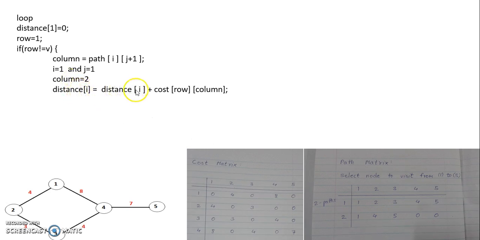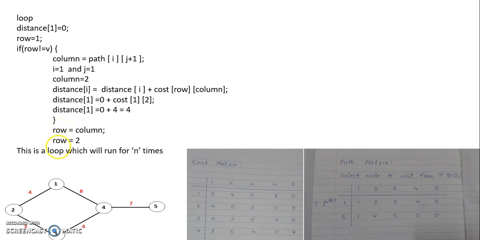Now distance is equal to distance of I, which is initialized to 0, plus the cost matrix of row and column. The row is 1 and column, which we determined, was 2. So the distance will be 0 plus cost of 1 and 2. Cost of 1 and 2 is 4. So distance will be 0 plus 4 equal to 4. Now we are assigning the value of column to variable row. So the value of row will be 2. This is a loop which will run for n times.